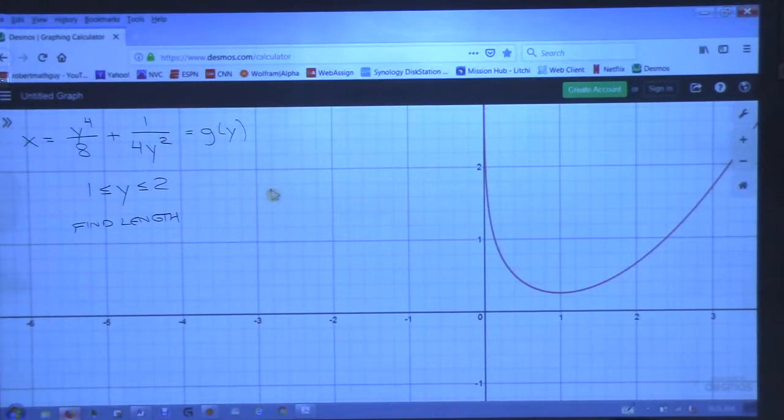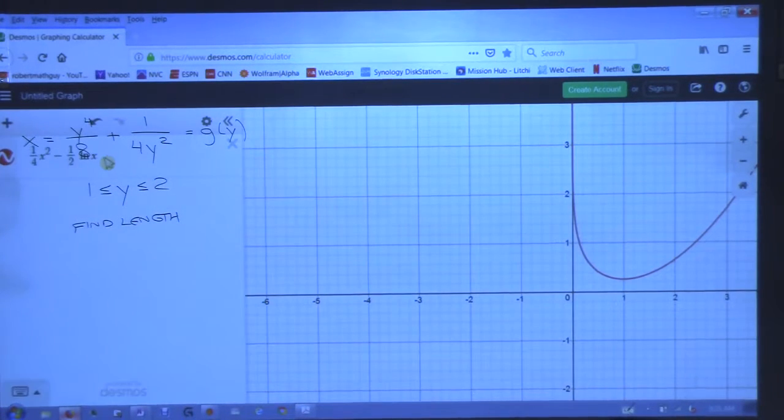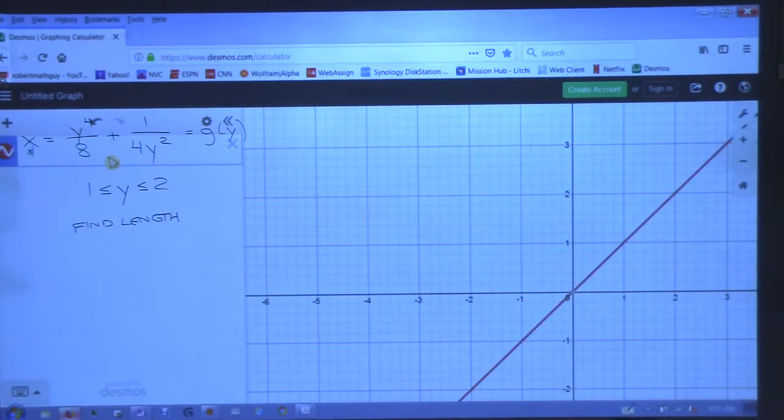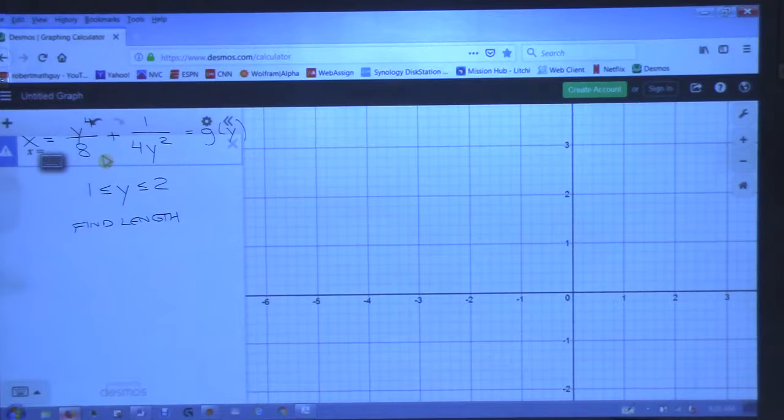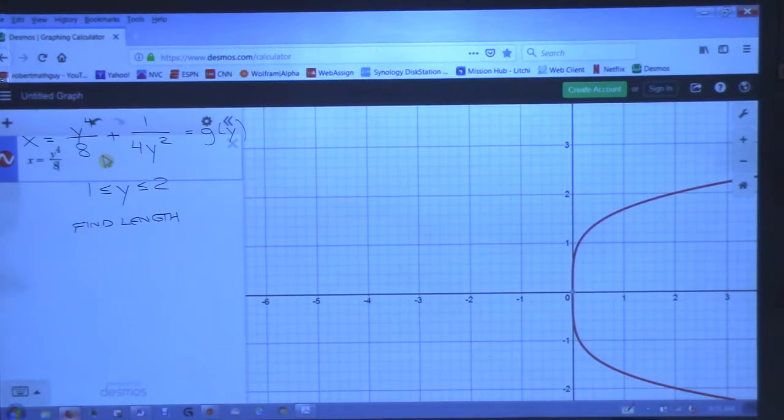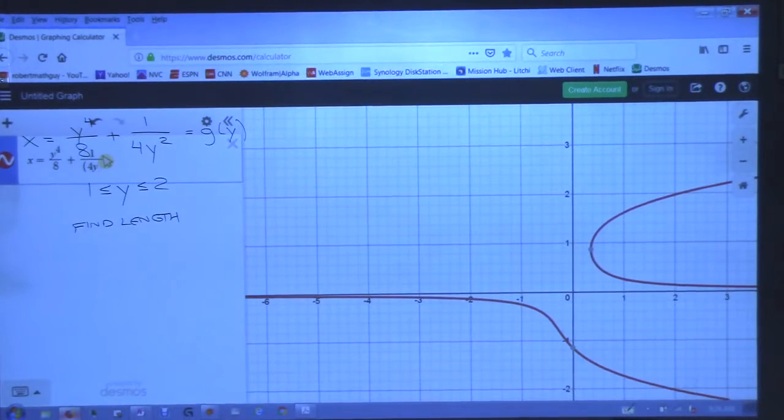What I like about this Desmos graphing thing is that if you want to graph something like x equals instead of y equals, all you have to do is type in x equals and then just type in the function. Y to the 4th over 8 plus 1 over 4y squared.